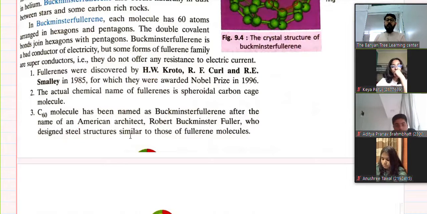Fullerene were discovered by H. W. Kroto, R. F. Curl and R. E. Smalley in 1985, for which they were awarded Nobel Prize in 1996.